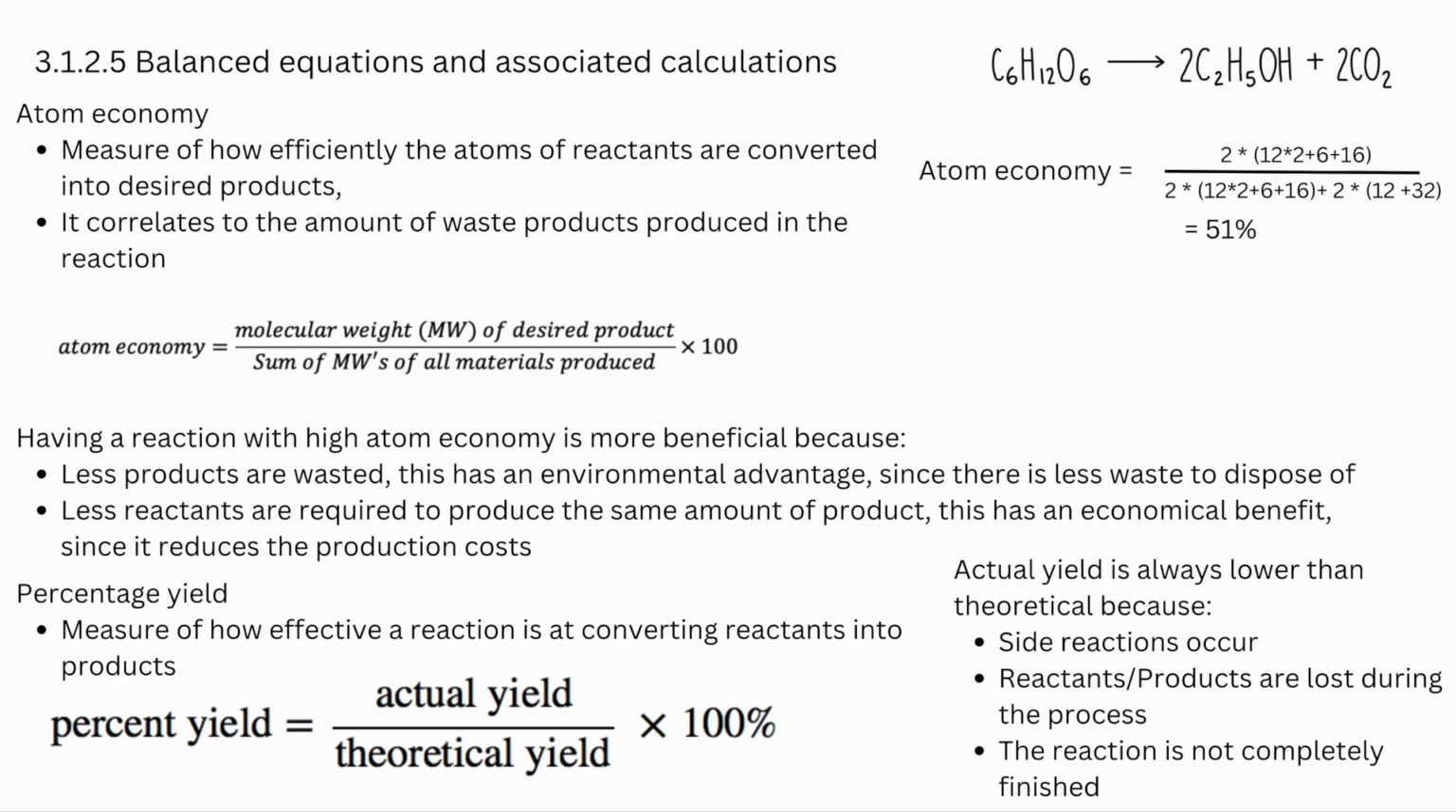Actual yield is always lower than theoretical because side reactions occur which consume reactants. Reactants or products can be lost when they're transferred during a multi-step reaction. The reaction sometimes can be unfinished, meaning that not all reactants have been turned into products.